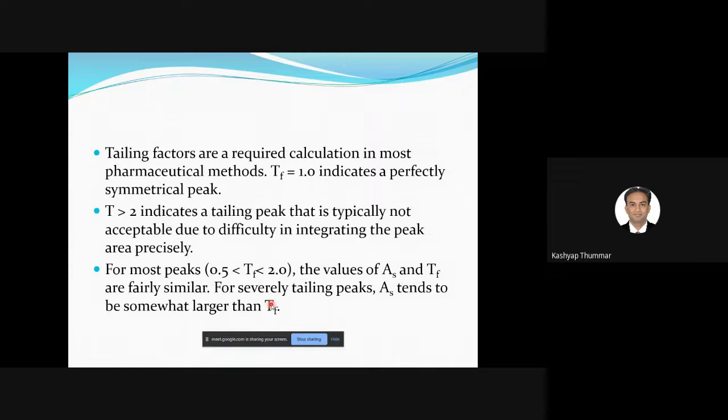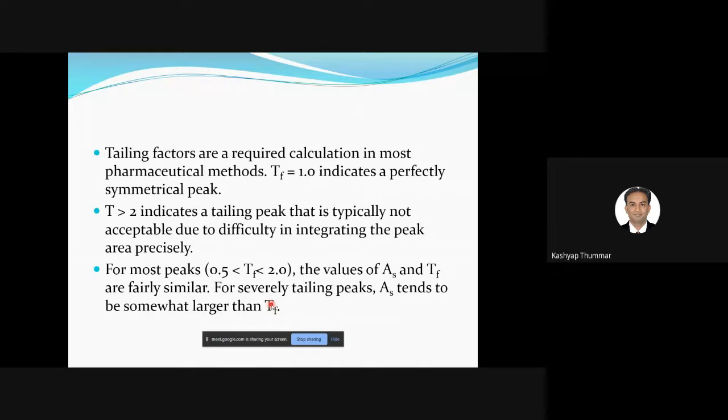A tailing factor greater than 2 indicates a tailing peak that is typically not acceptable, due to difficulty in integrating the peak area precisely. It means that when you develop the method and go for the analysis, and you find a tailing kind of peak shape, it is difficult to integrate, and for that reason the peak area is not considered for quantitative purposes.